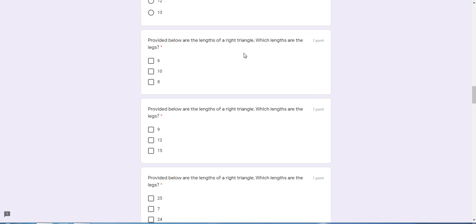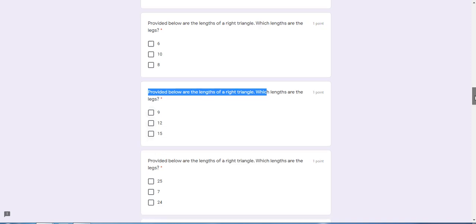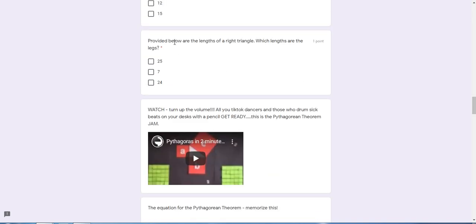It wants to know which ones are our legs. Well, our legs are going to be the two shorter sides. So here we go, we're going to say 6 and 8, because 10 would be our hypotenuse and not a leg. Continuing on, you should be able to roll on with this one. 9 and 12 would be our legs. Same thing here, we're looking for our shortest sides, which would be 7 and 24.